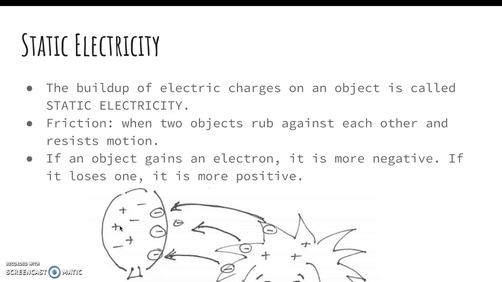So, when rubbing the balloon against your hair, electrons are transferred from your hair to the balloon, making the balloon more negative. Since your hair lost electrons, your hair is now positive, and this attraction will cause your hair to stand.